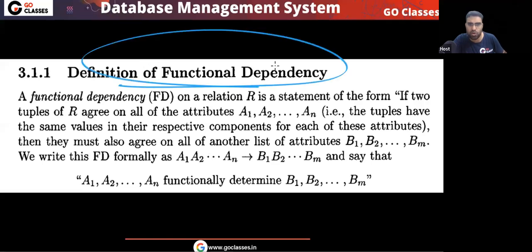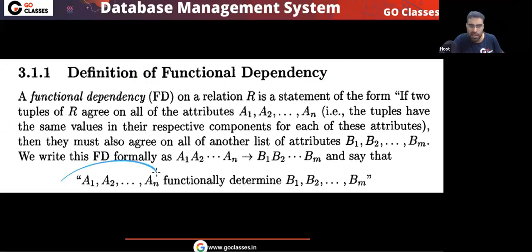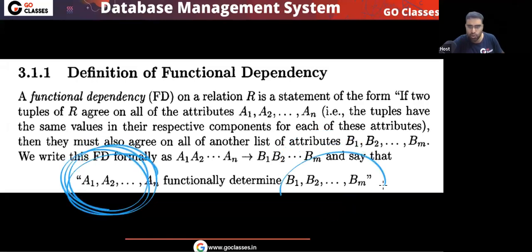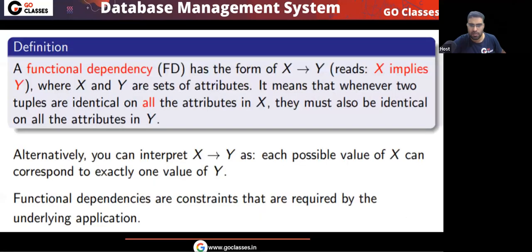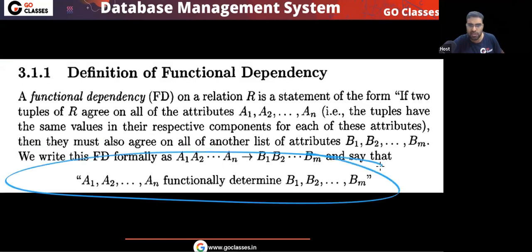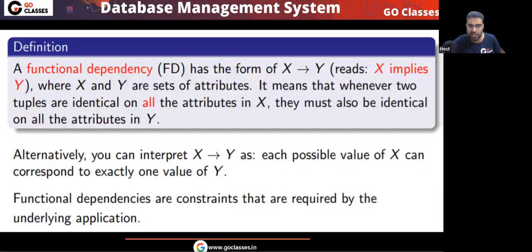So we have seen the definition of functional dependency. You can see A1 to AN functionally determine B1 to BM. When will it happen? This set functionally determines B1 to BM whenever this combination is same, this combination must be same. If you repeat this combination, then you should repeat this combination also. This is the definition of functional dependency that we have already seen.